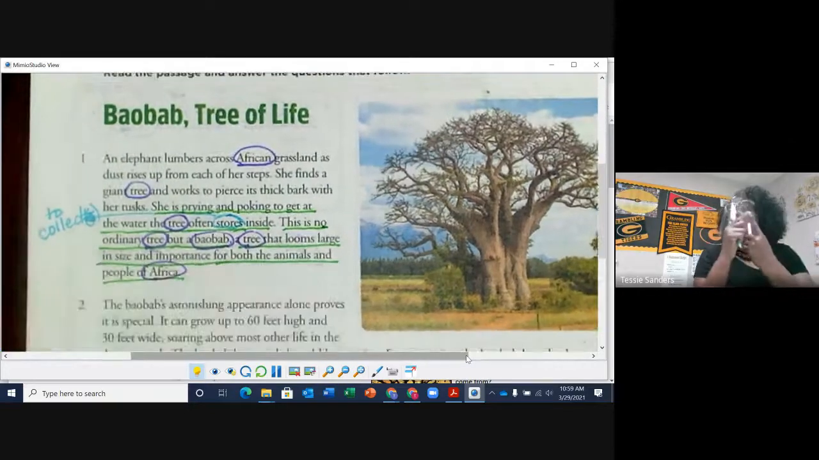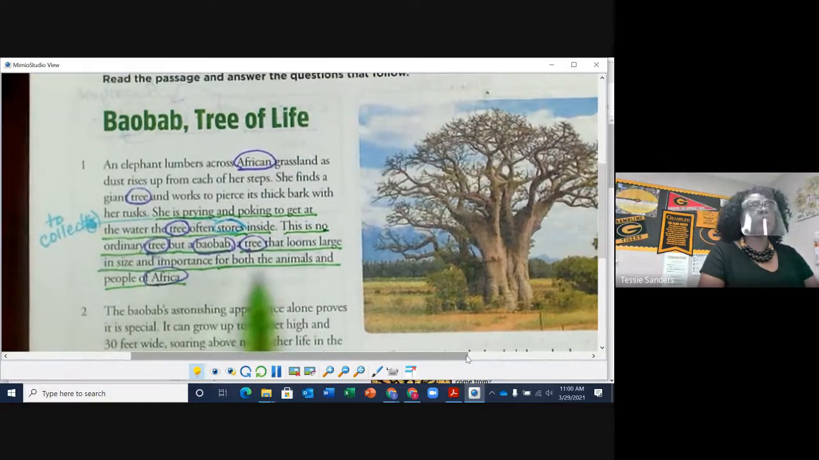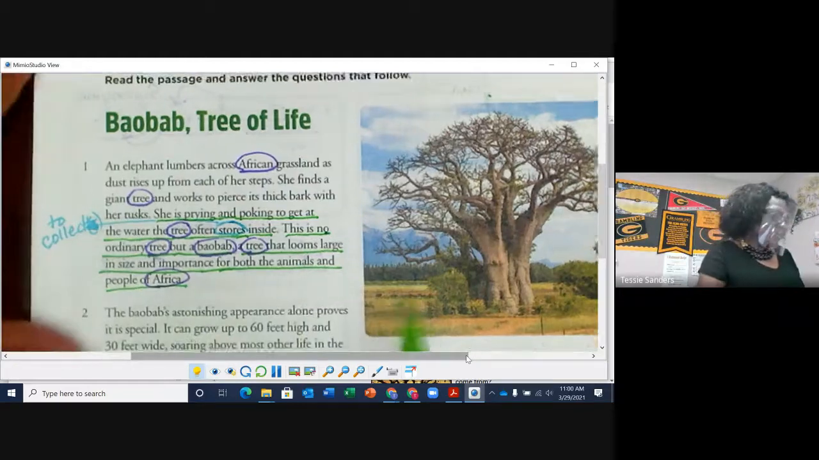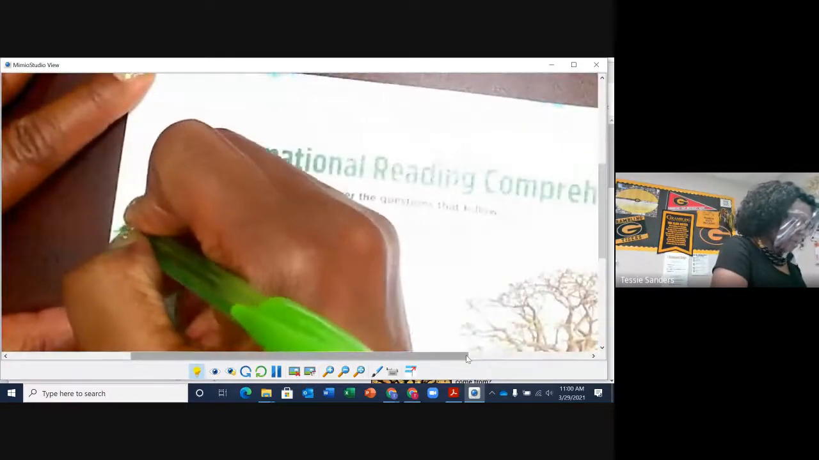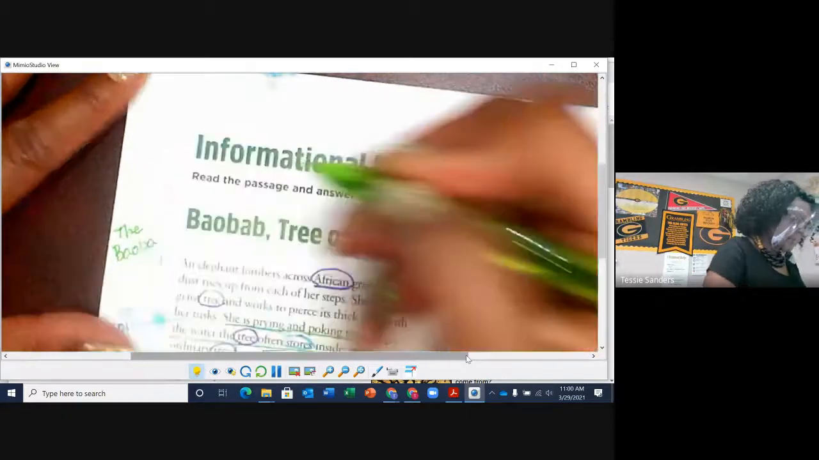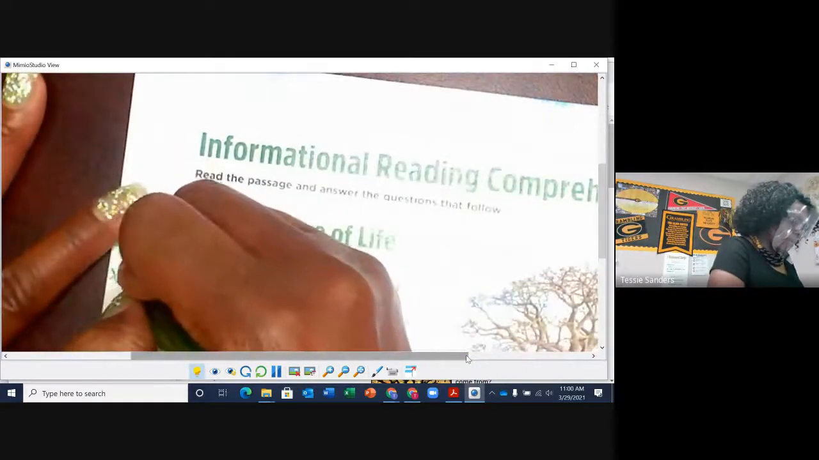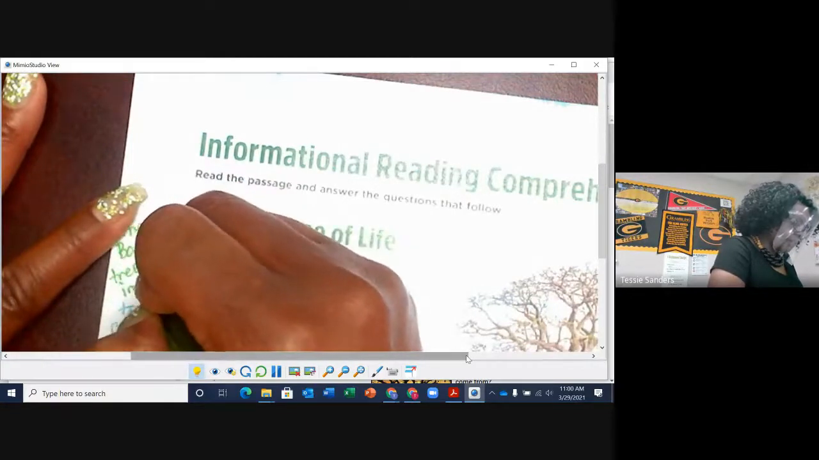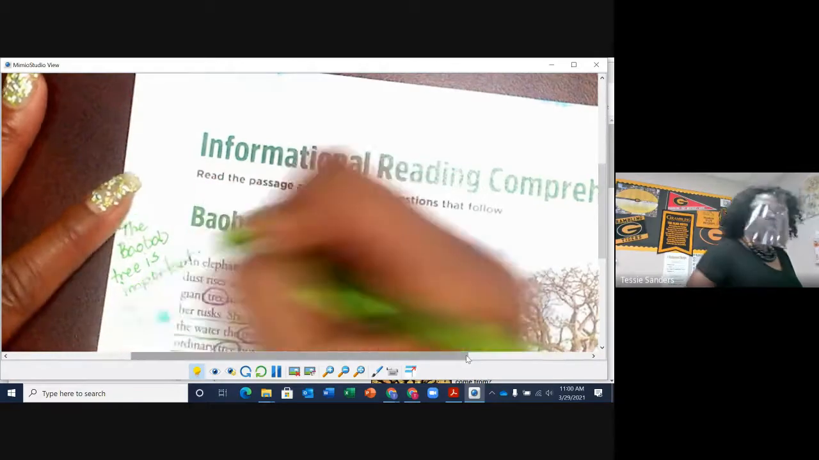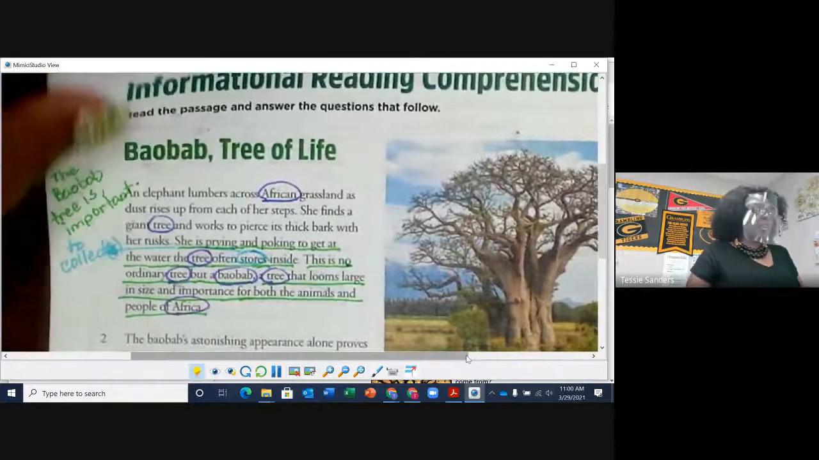The what tree? What is this African tree called? Good. What is it called though? The Balboa African tree is what? Look at that last sentence. It's important to the animals and people. Good. So we will write the Balboa tree is important. Just a gist statement. The Balboa tree is important. Good job. Let's keep reading.